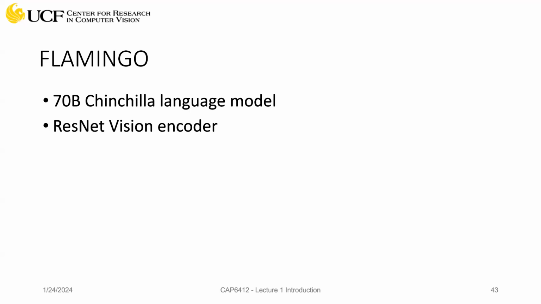Now it uses this 70 billion parameter Chinchilla language model. That's another large language model. And it uses a ResNet vision encoder. The objective is that, given up to the L-th token of the text and the image, we want to predict the next token, the L-th token.